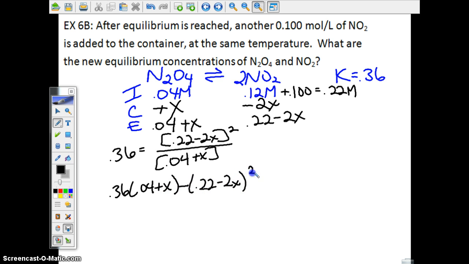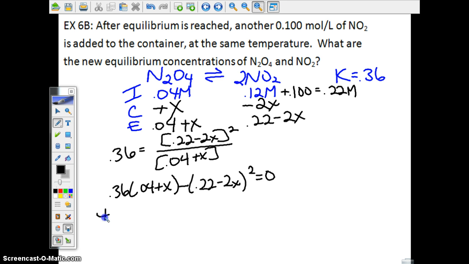One thing about using the solver is you don't necessarily have to multiply this all out to use it in the solver. You can leave it like that as long as it's equal to 0. Just be really careful with your parentheses and your signs to make sure you put it in correctly. Otherwise, the solver won't take it.